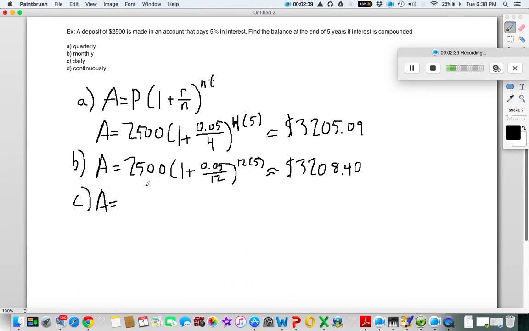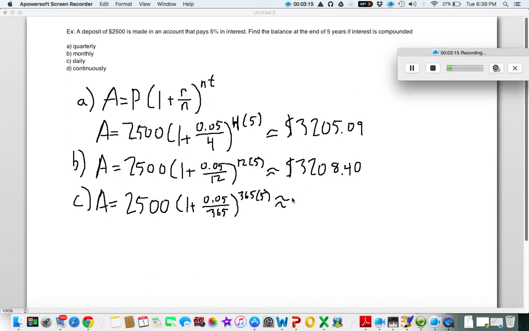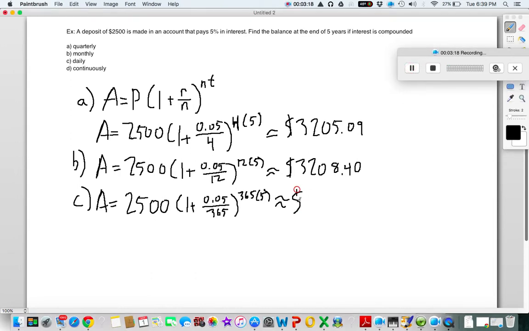C is the most like compound interest, or continuously compounded interest, that you'll see without it actually compounding every moment. If we talk about daily, then on your average year, we can expect that to happen 365 times. And I would love for you to plug all these in your calculator and verify all these for me. For this one, you'll get about $3,210.01.